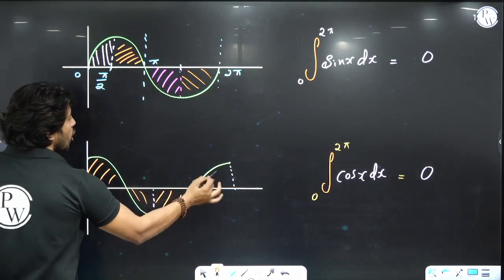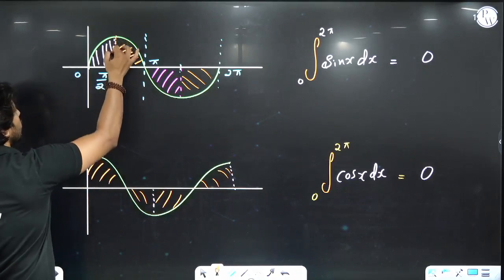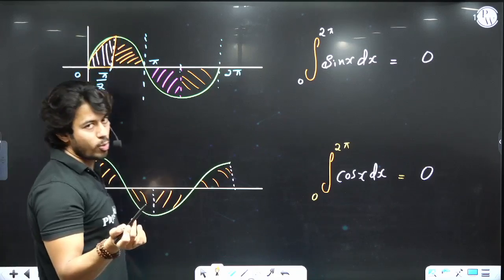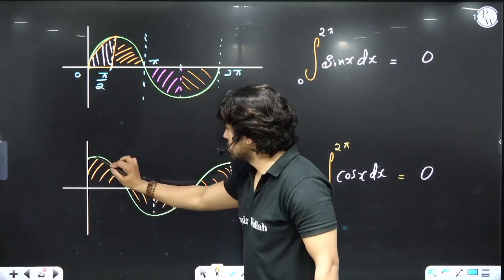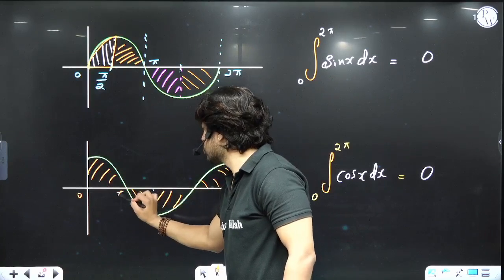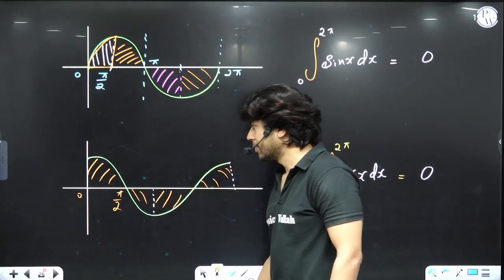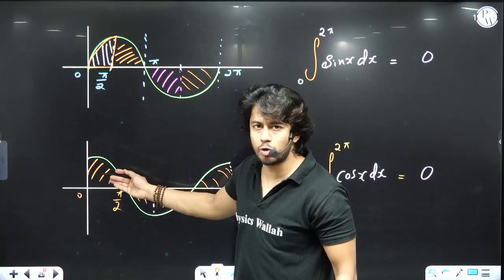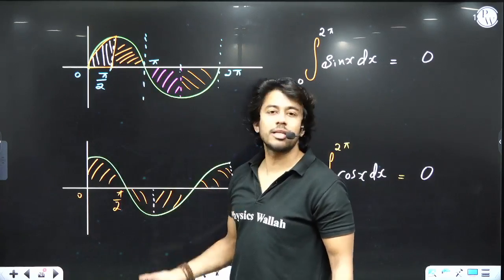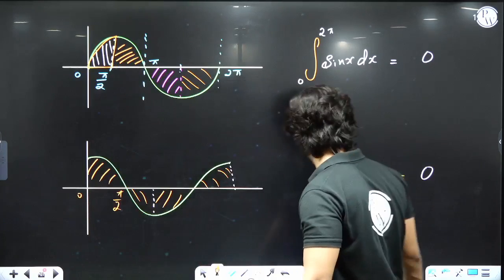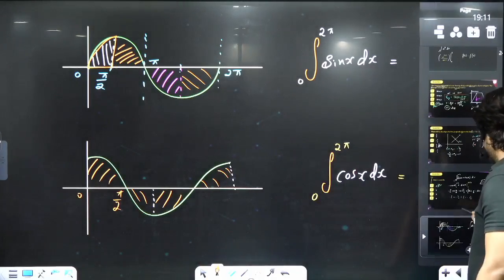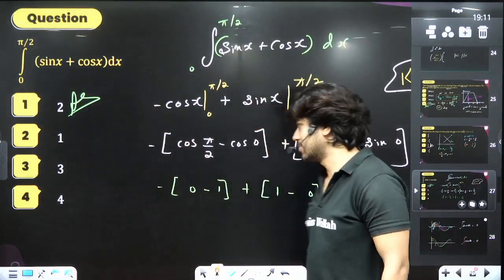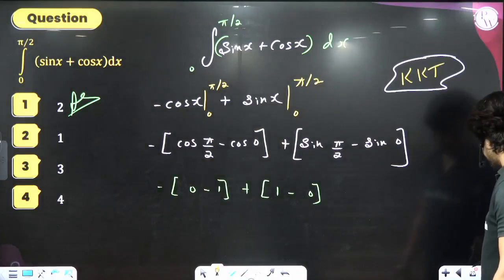Now, if you talk for the limit from 0 to pi by 2, this is going to be how much? This is simply going to be 1. Same with the cos. 0 to pi by 2, the value is going to be 1. Sin x plus cos x from 0 to 90, 1 plus 1, that's 2. Oral. So the answer is 2. Direct question, direct answer.